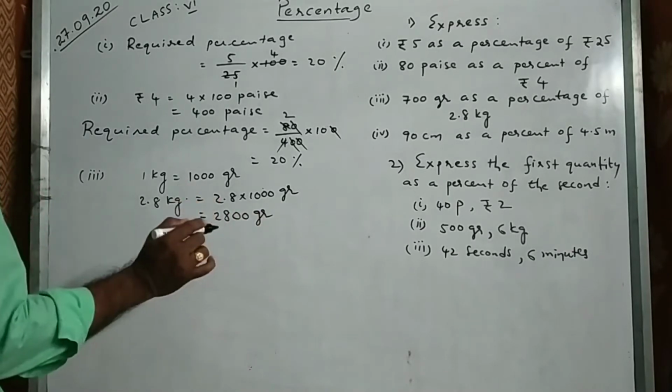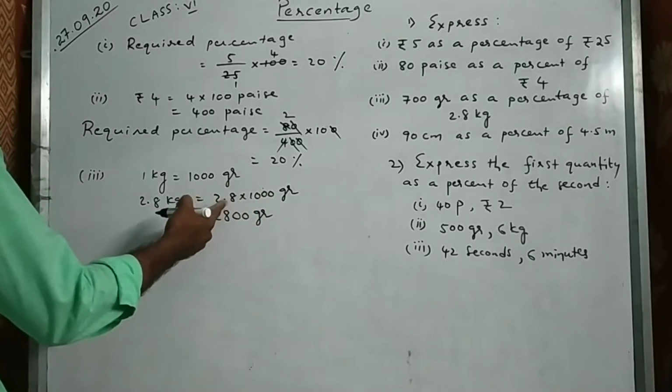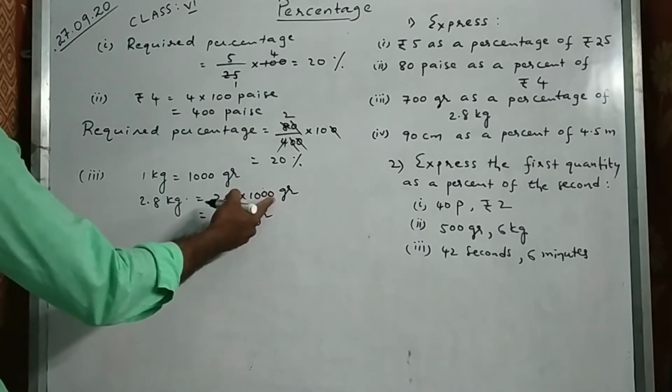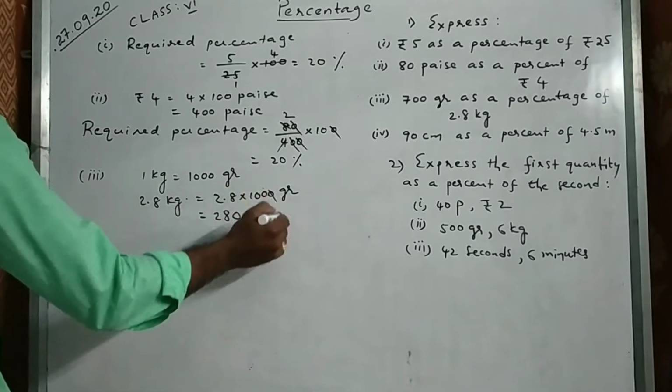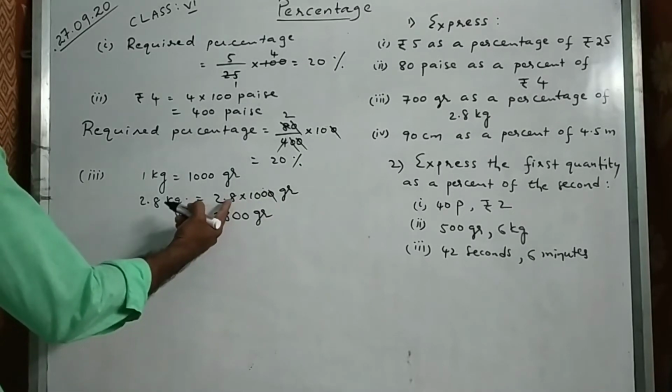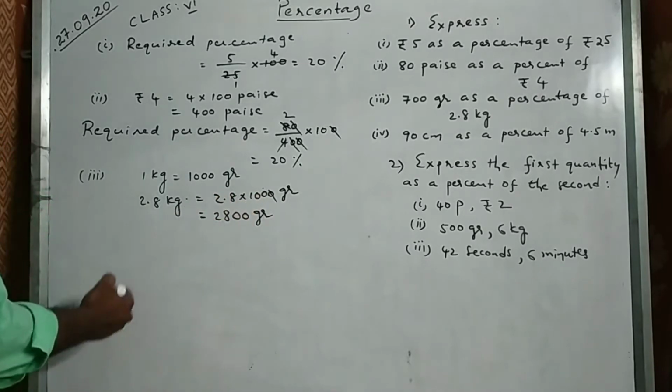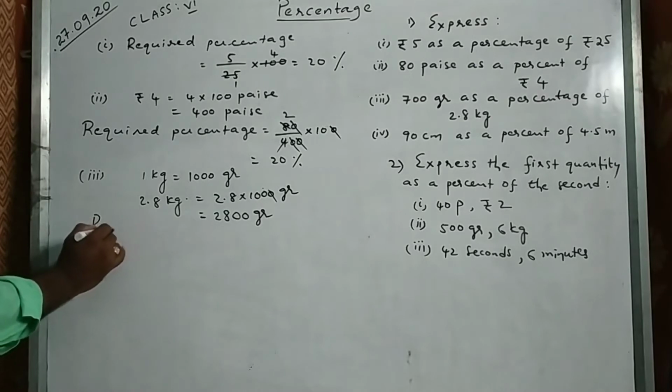Just remove the decimal point. And how many digits are there after decimal point? Only 1 digit. So 1 0 will be gone and decimal will be gone. So 2 more zeros as it is. Now I can find percentage.